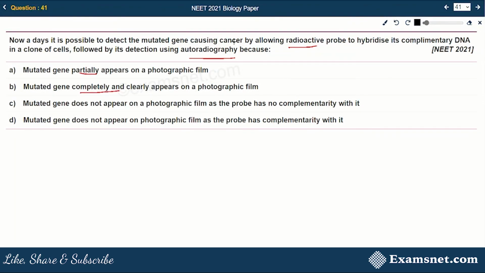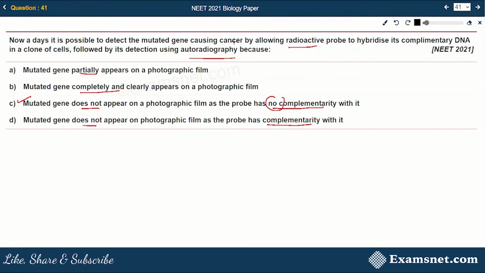Option C, mutated gene does not appear on a photographic film as the probe has no complementarity with it. And option D, mutated gene does not appear on the photographic film as the probe has complementarity with it. So the correct option is option C, that mutated gene will not appear on the photographic film and the probe has no complementarity with it.